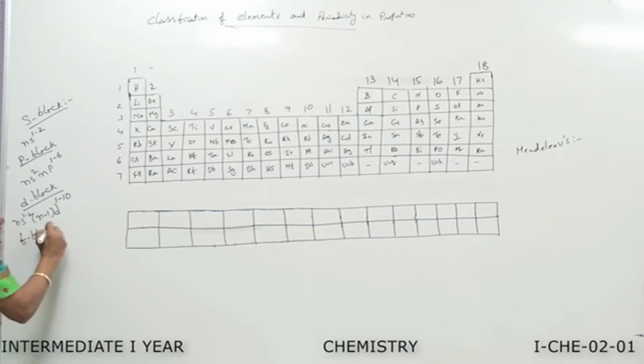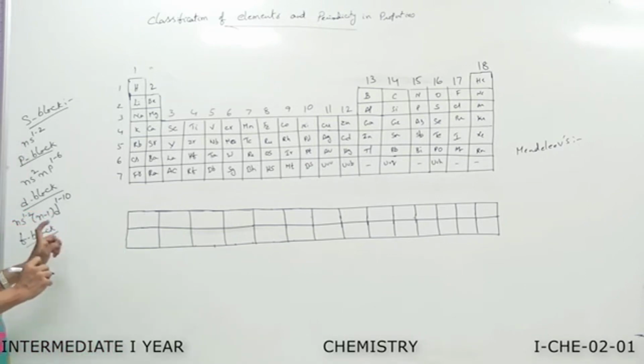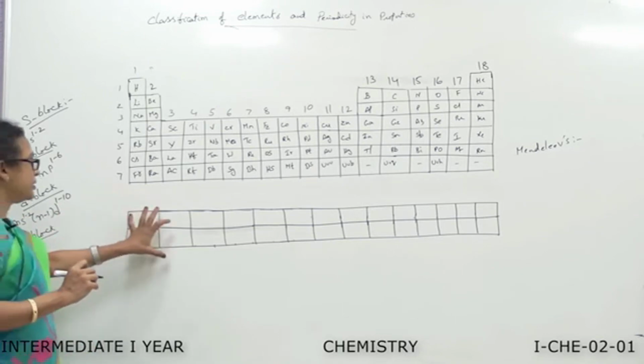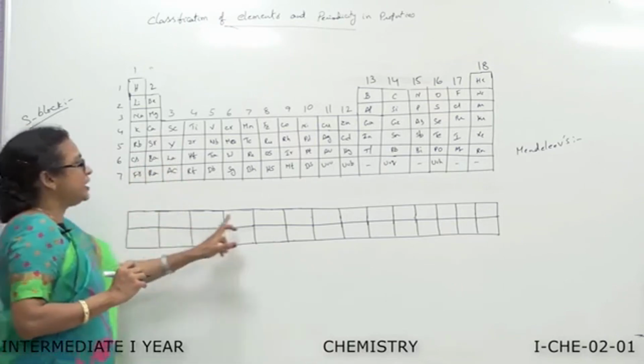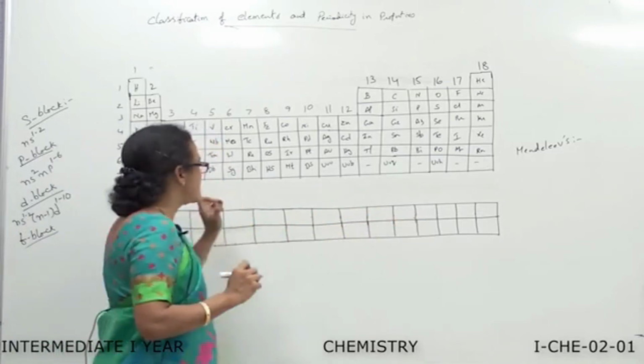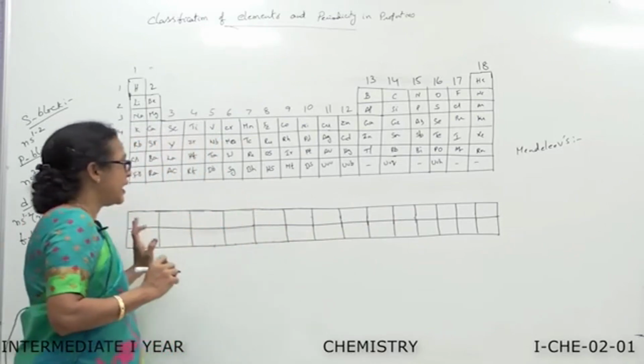If the differentiating electron enters into the f orbital, then those are called f block elements. These are also called the lanthanides and actinides. Lanthanides and actinides are present in this f block. After lanthanum, the 14 elements are called the lanthanides. After actinium, the 14 elements are called actinides.